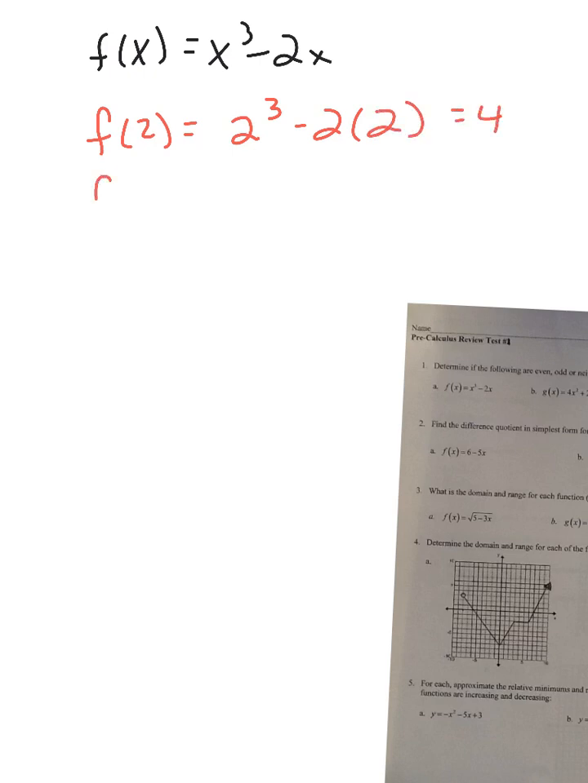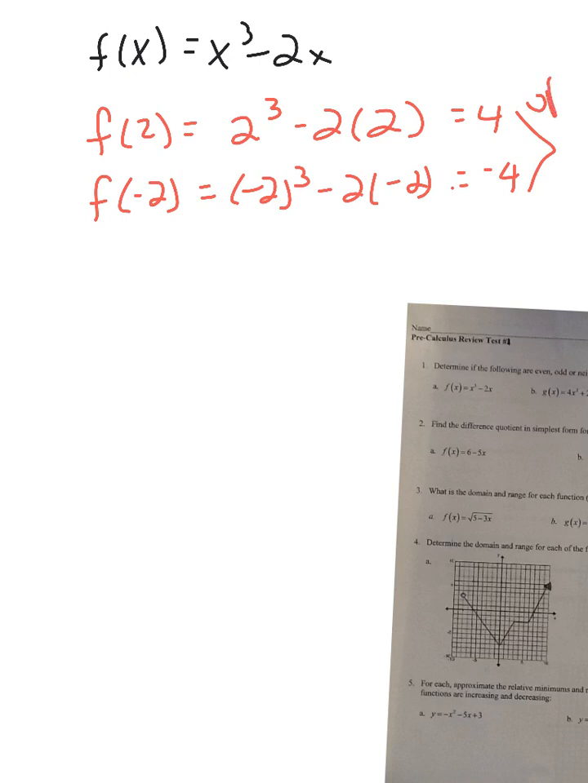And then we'll plug in the opposite, f of negative 2. So it's negative 2 to the third minus 2 times negative 2, which comes out to be negative 4. So when they're opposites, that means it's odd. Okay, you also have to know how to do this algebraically.